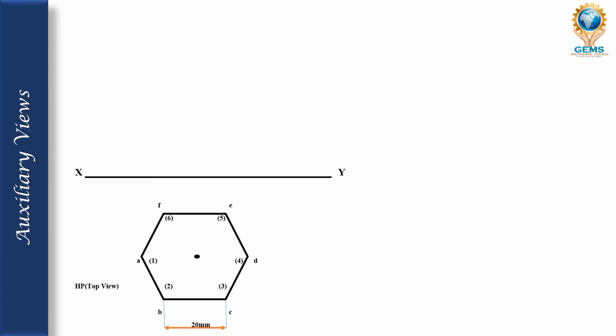Till here it is the top view of the horizontal plane of the hexagonal prism. Now we are going to draw the front view of the hexagonal prism.